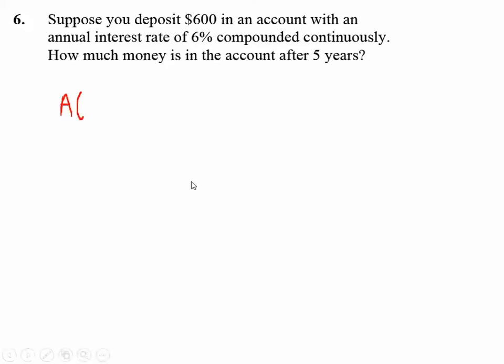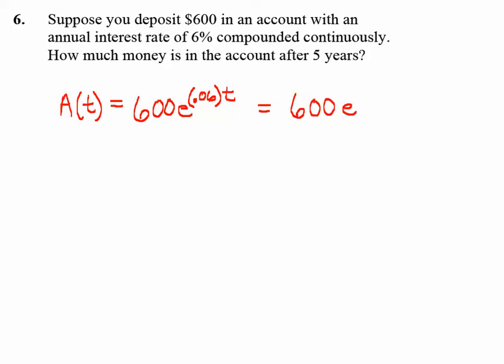All right, so let's go for it here. So A of t, let's get the formula first. Principal was 600, e, and the r, sorry, the rate times the time. There it is. Simplifying that a little bit further, so 600 e to the 0.06t. We don't really need that little parenthesis here. That's kind of cool enough.